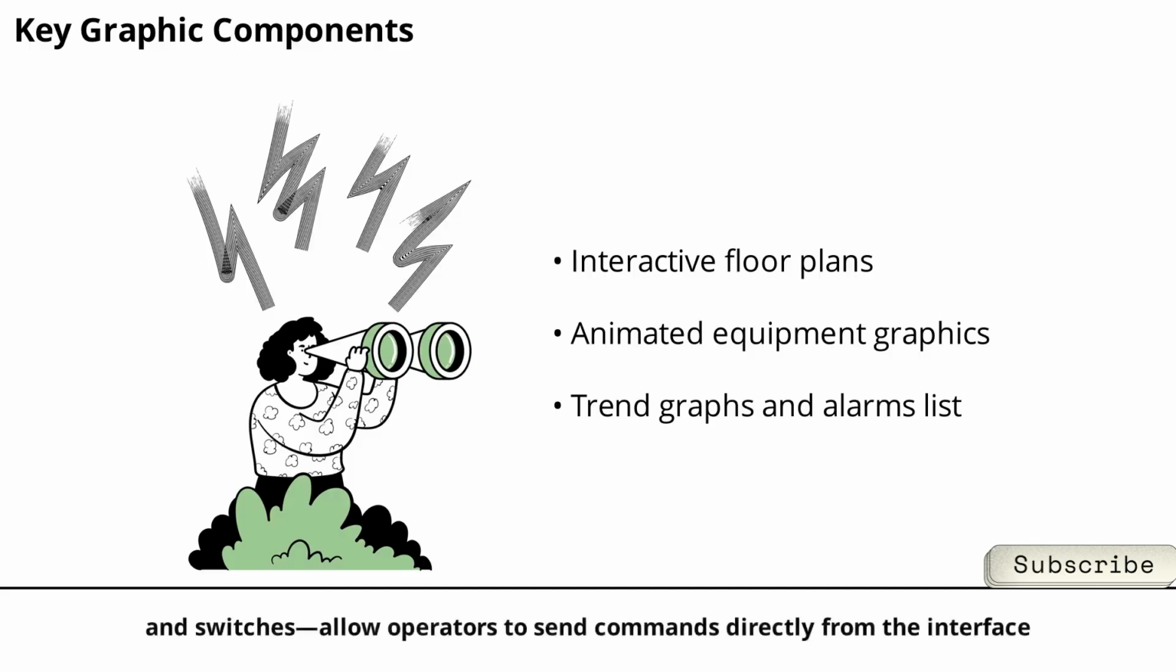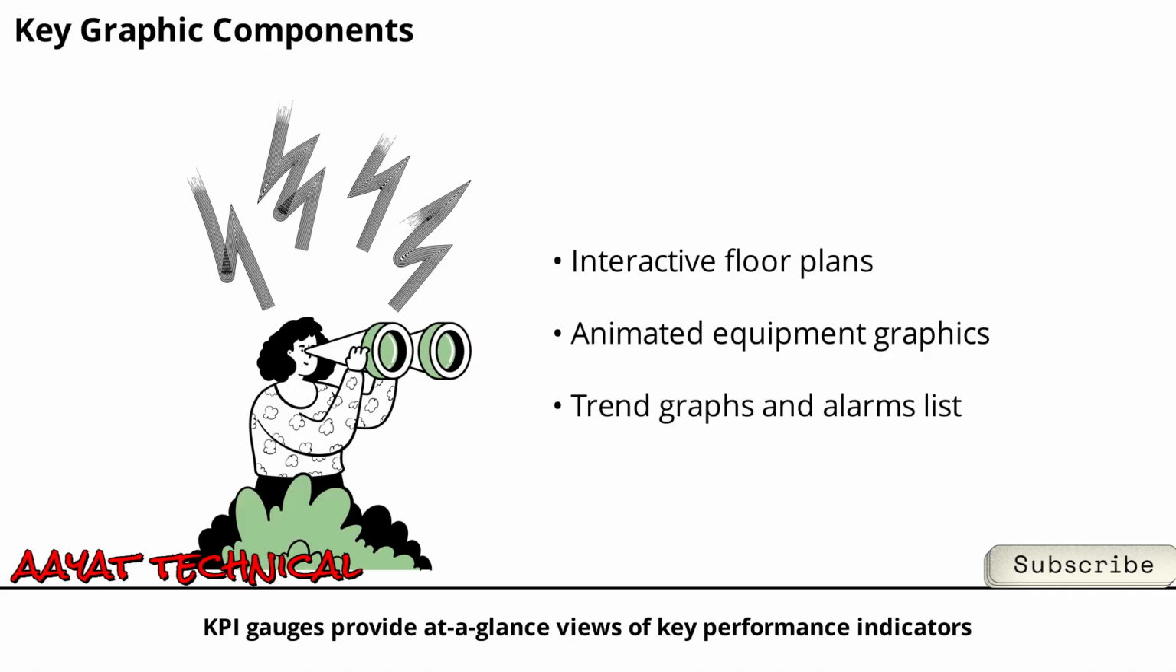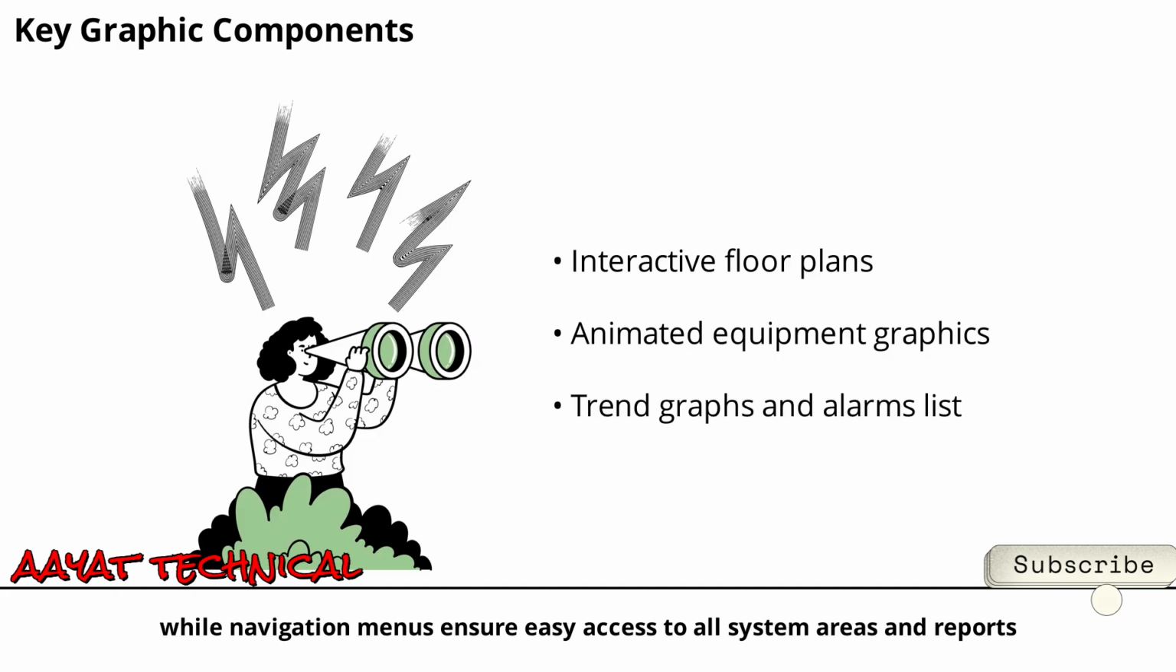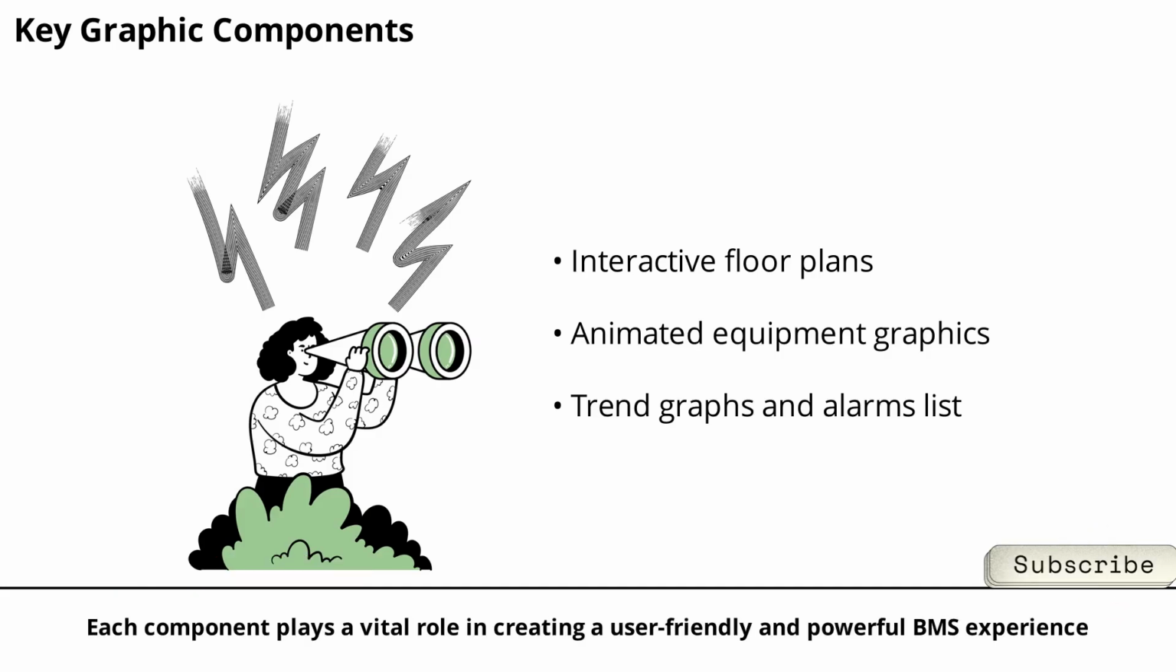Control widgets such as buttons, sliders, and switches allow operators to send commands directly from the interface. KPI gauges provide at-a-glance views of key performance indicators, while navigation menus ensure easy access to all system areas and reports. Each component plays a vital role in creating a user-friendly and powerful BMS experience.